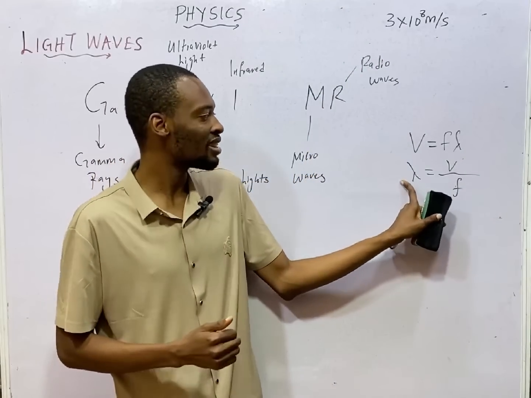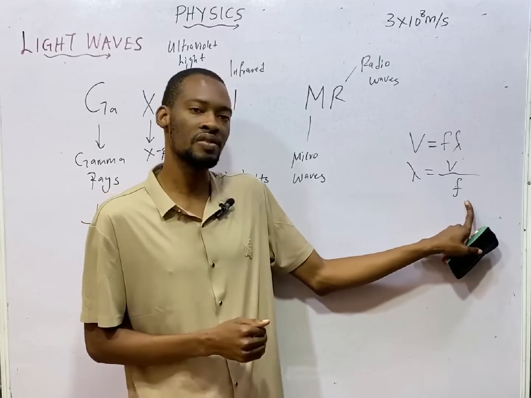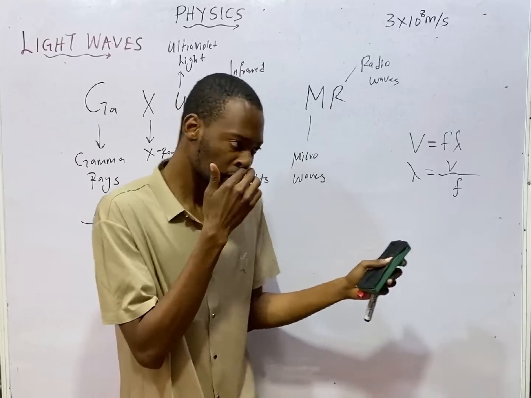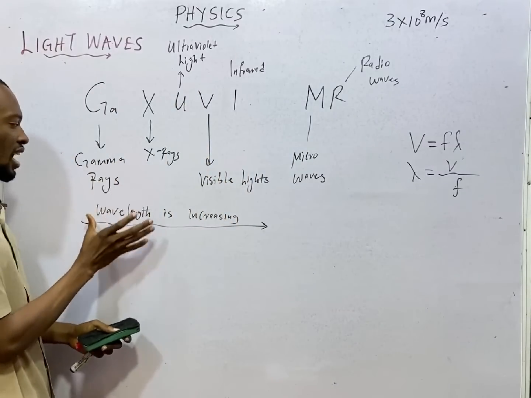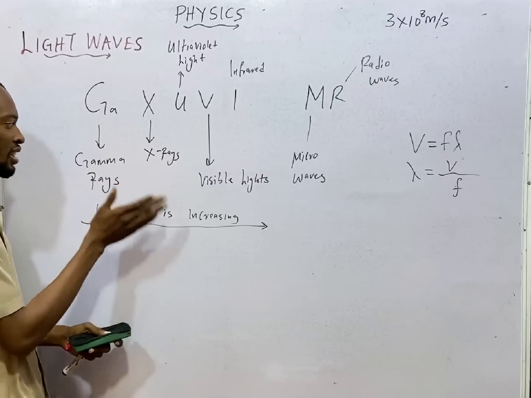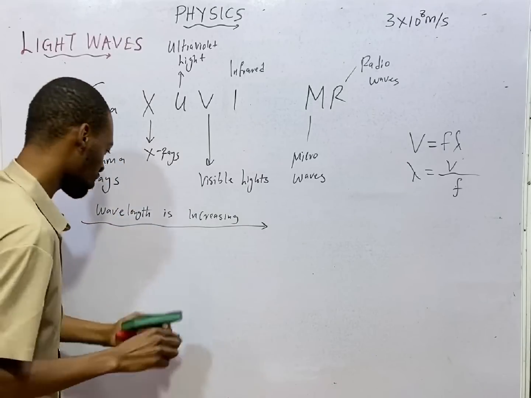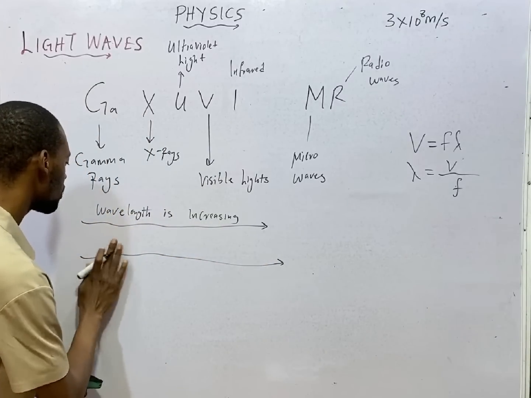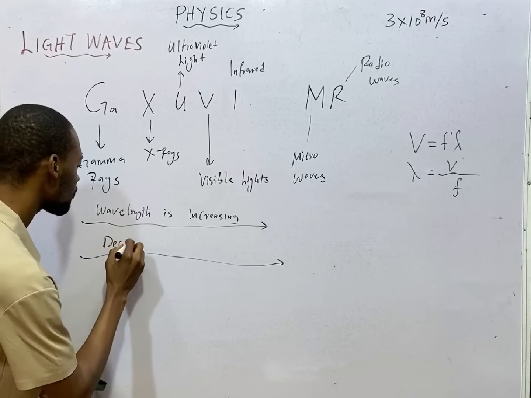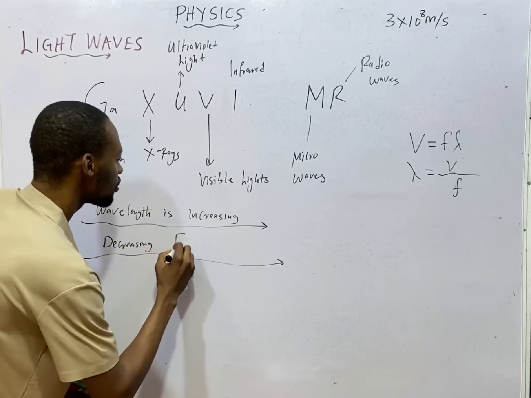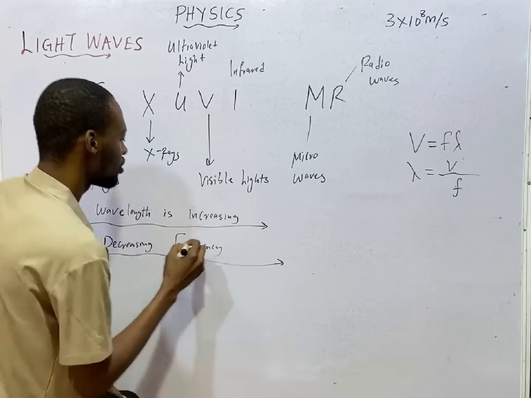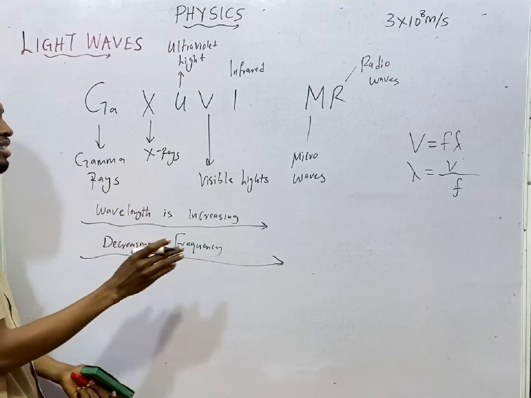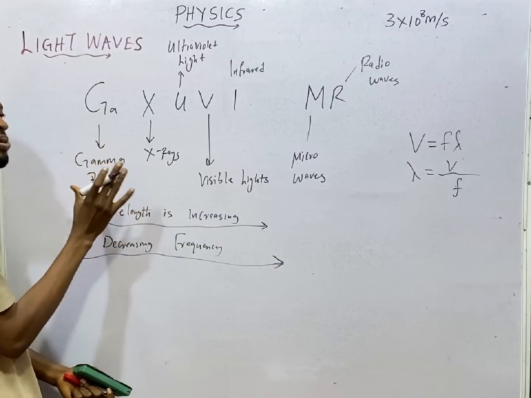So anytime you hear that the wavelength is large, it means the frequency is very low. And when the frequency is high, the wavelength is small. They are inverse. If gamma rays have the shortest wavelength, it means that they will have the highest frequency. So this is reducing or decreasing frequency. From gamma rays, frequency starts reducing. So gamma rays have the highest frequency and they have the highest penetrating power.